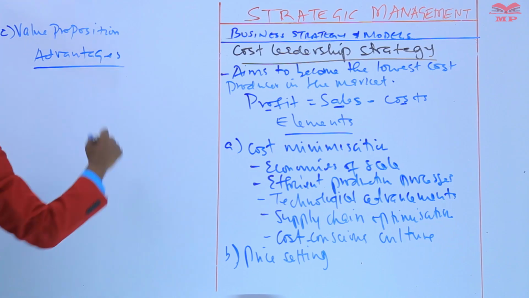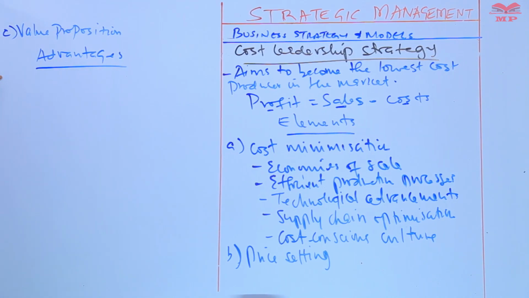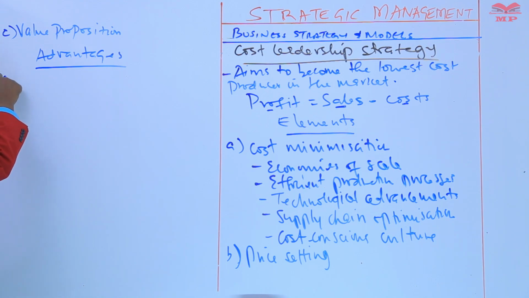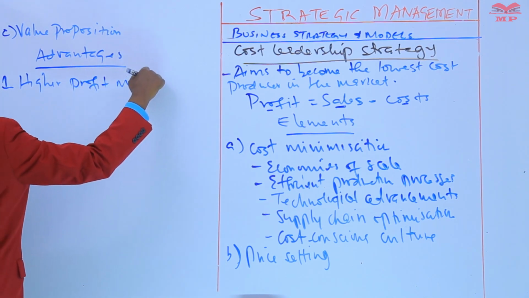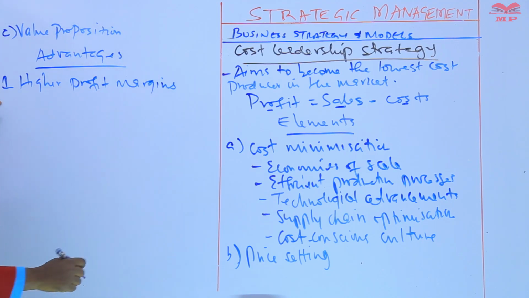What are the advantages of this strategy? One, the company enjoys higher profit margins. Cost leaders can enjoy higher profit margins even when charging lower prices than competitors due to their lower cost structure.